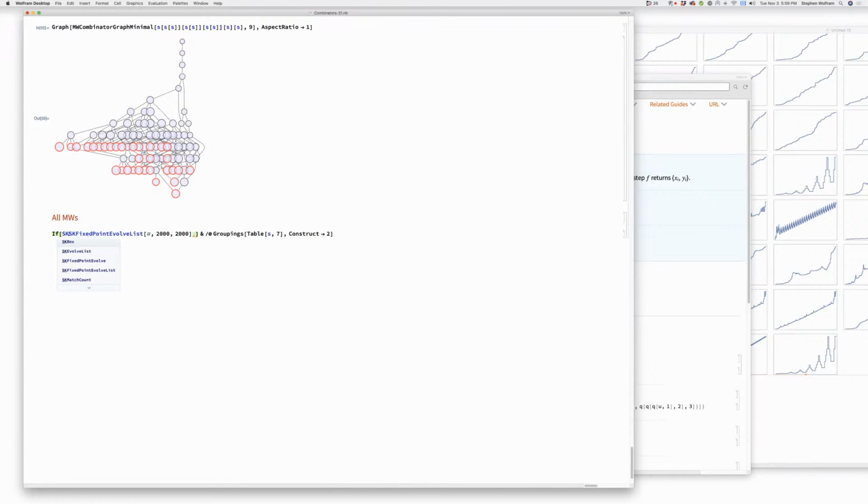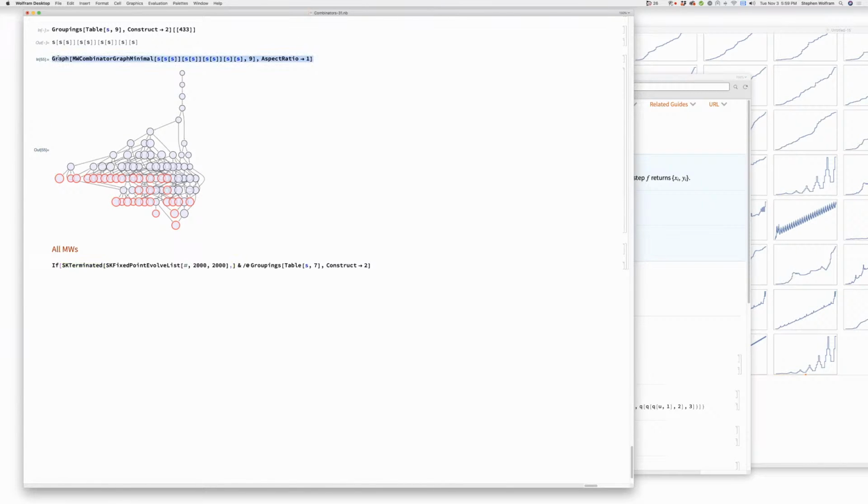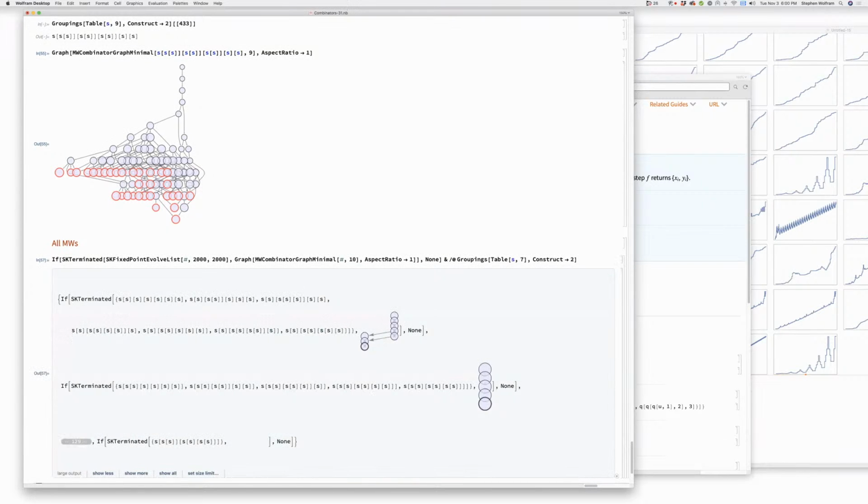Let's say if sk terminated of sk fixed point evolve list, then make this thing here, and let's go for 15 steps, which may be more than enough. Let's not go for 15, let's go for 10 steps. And if it terminated, make that. Otherwise, let's say none here. Okay, let's try this. I should run this in parallel.